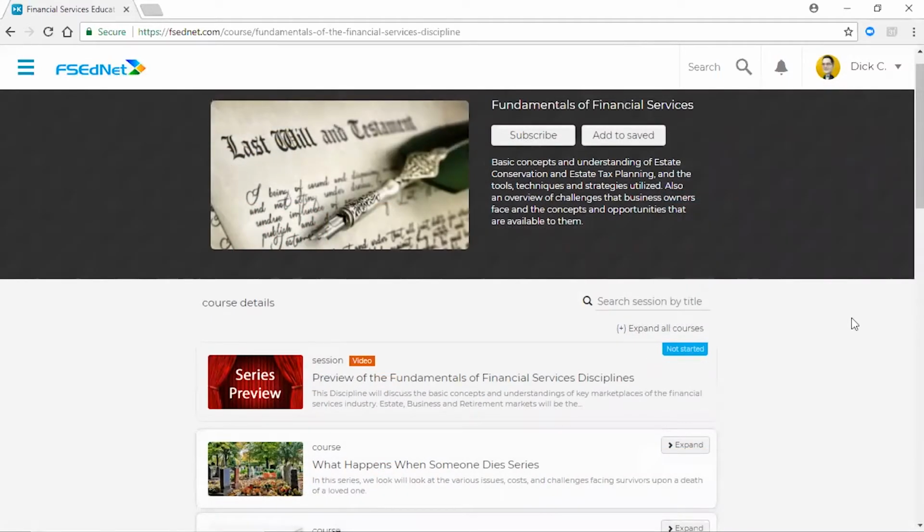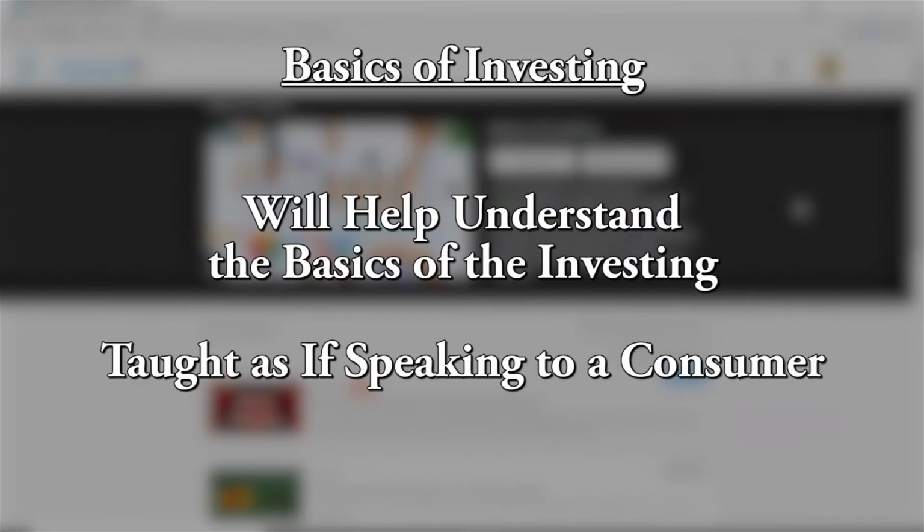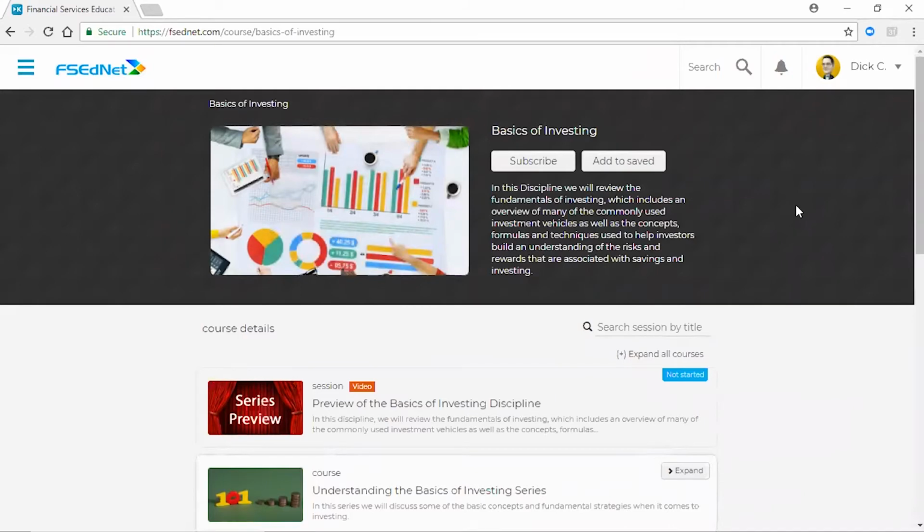Fundamentals of Financial Services presents so many opportunities to expand and grow your marketplace with the confidence and understanding on how to do so. Our fourth and newest discipline, Basics of Investing, will help you not only understand the basics of investing, but you will be able to explain it in easy to understand language. How, you ask? Because that is how you will be taught it. We teach this subject matter as if we were speaking to the consumer.